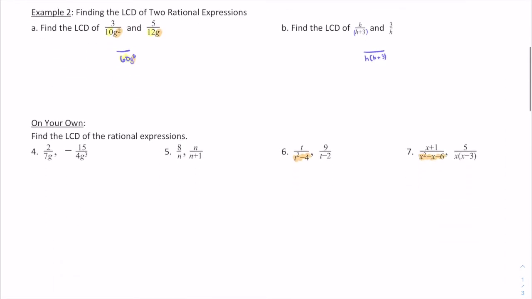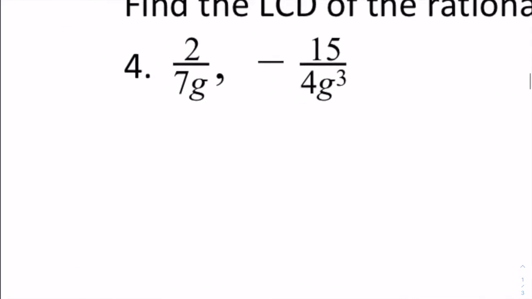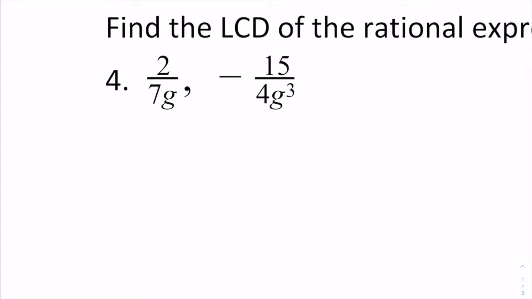Alright, and then number 4, just find the LCD. So this first one, if I were to break it down, I'm going to show you guys in highlighter so it's easier to notice as well. It's going to be 28g cubed. So remember, break it apart and do the numbers. 7 and 4 LCD is 28. G and G cubed, you look for your highest one, is G cubed.